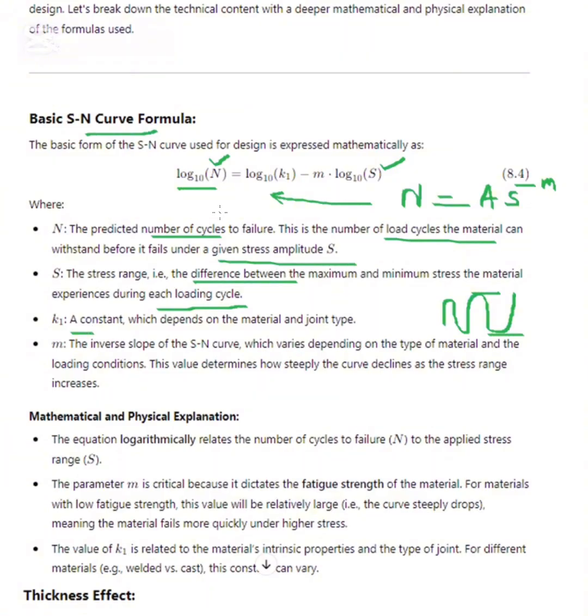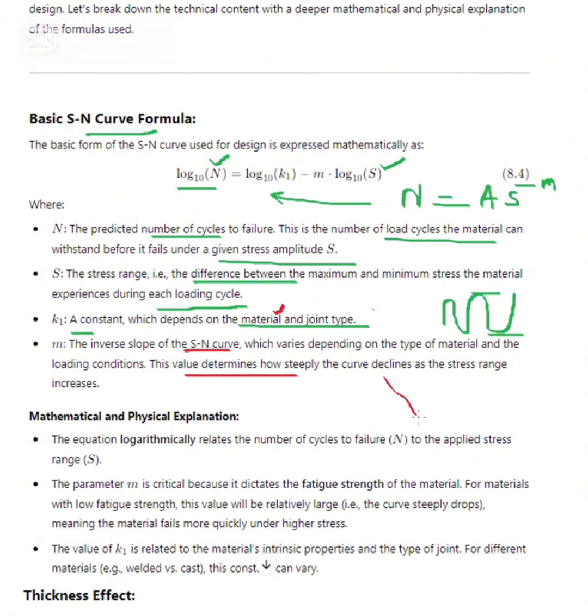K1 is a constant which depends only on the material type and joint type. M is the inverse slope of the S-N curve, which varies depending on the type of material and loading conditions. This value determines how steeply the curve declines as the stress range increases.